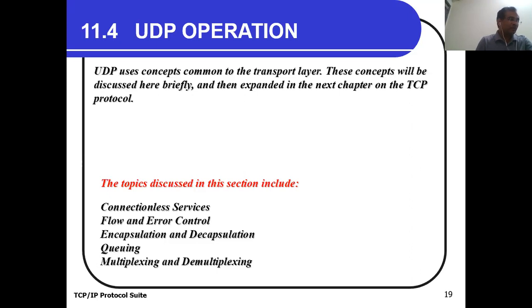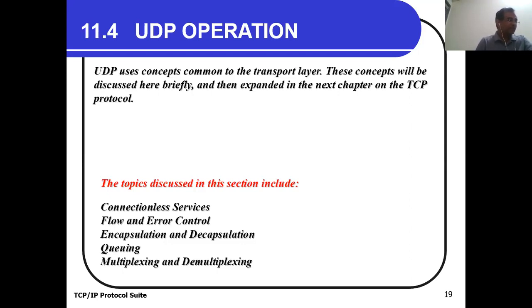One of the ramifications of being connectionless is that the process that uses UDP cannot send a stream of data to UDP and expect UDP to chop it into different related user datagrams. Instead, each request must be small enough to fit into one user datagram. That's why only those processes sending short messages should use UDP, right? So it should only be used for short messages. Next is flow and error control.